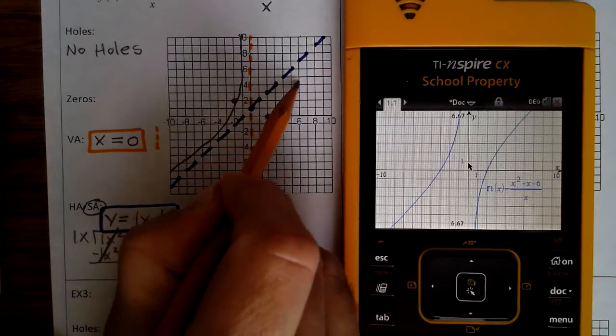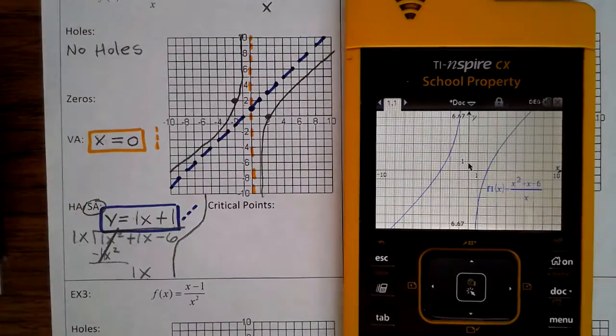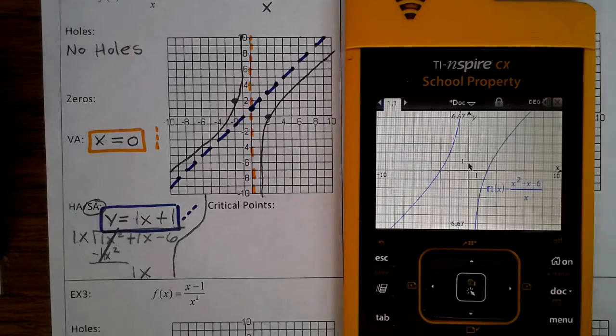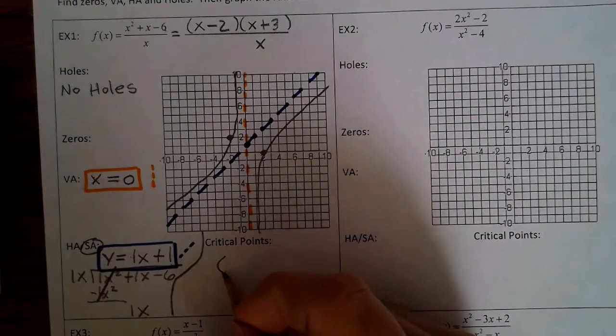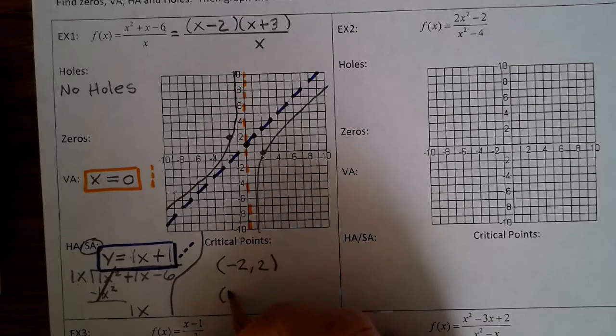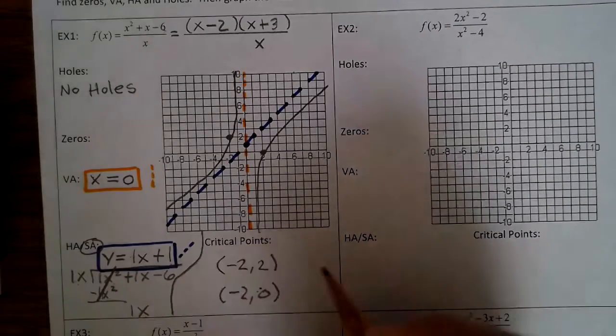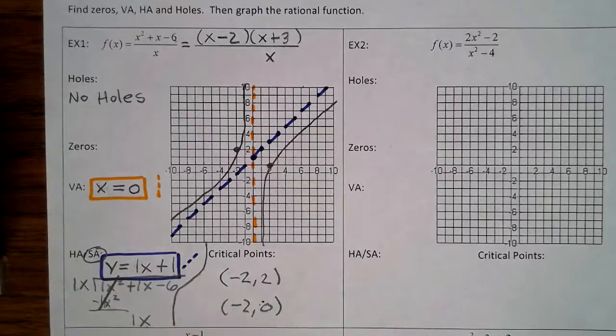All right. So go ahead and finish up graphing and let's write our critical points. So our critical points were negative 2, positive 2, and positive 2, 0. And that tells us where the curve is. Okay. All right. Now let's take a look at example 2. Okay. So first thing I'm going to do is factor.